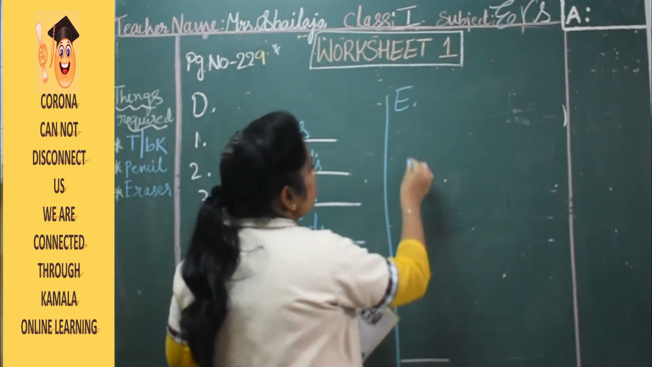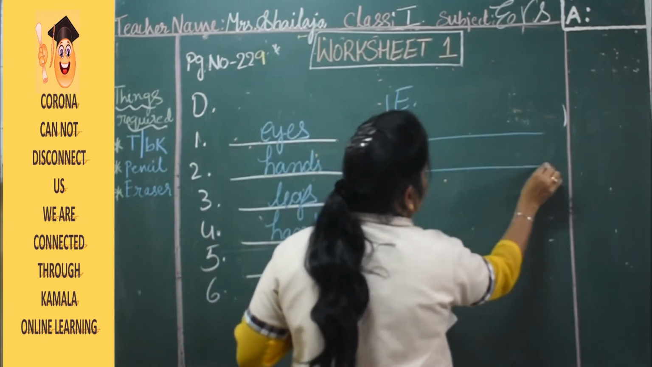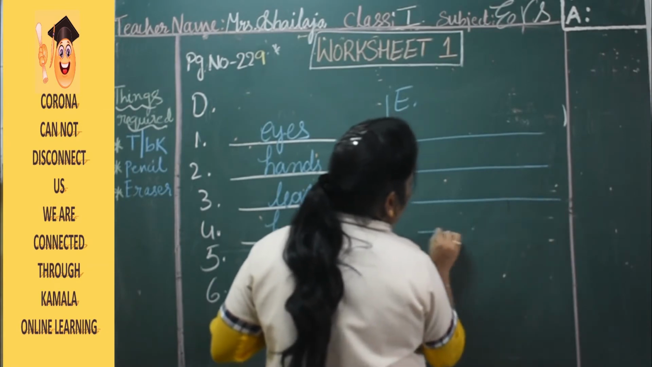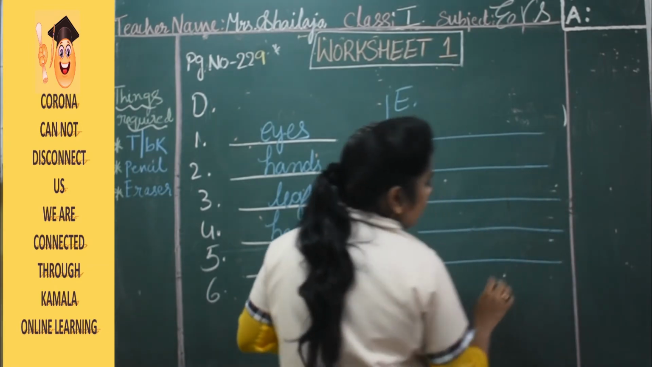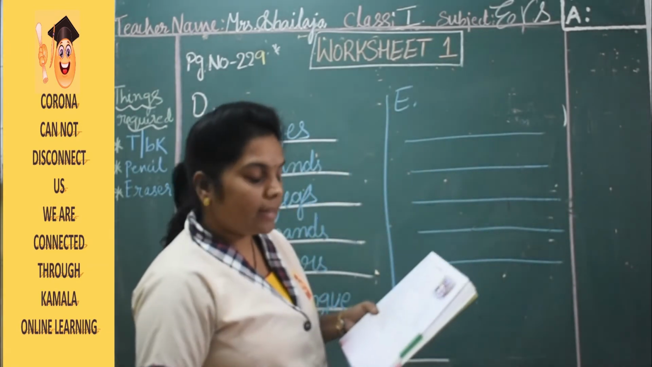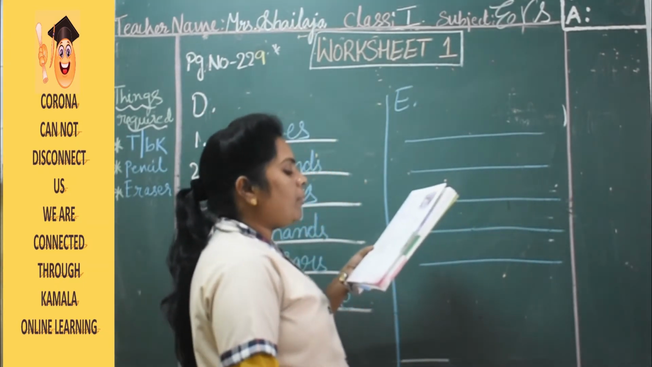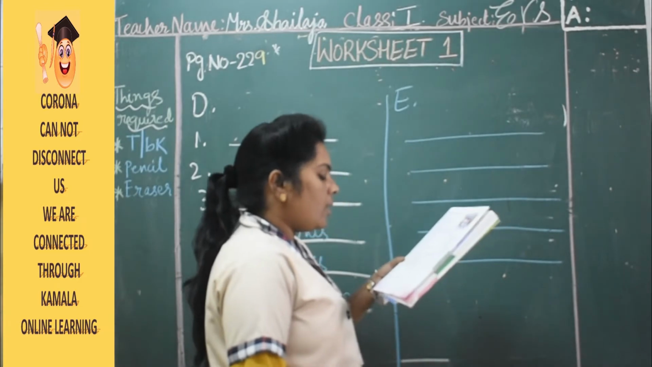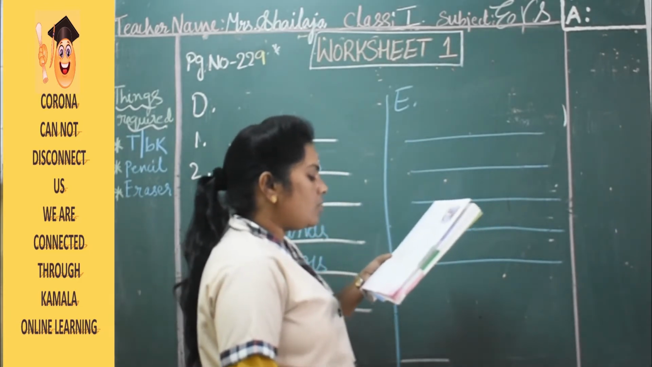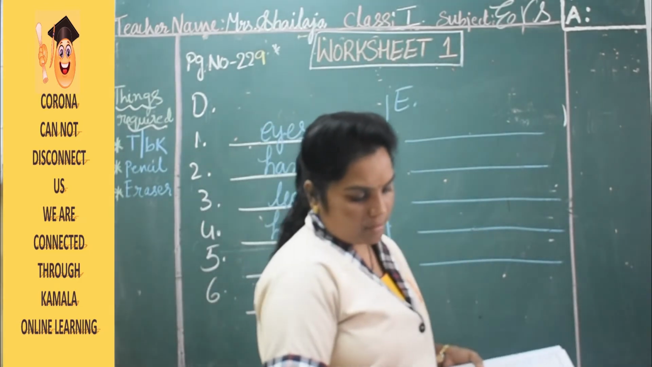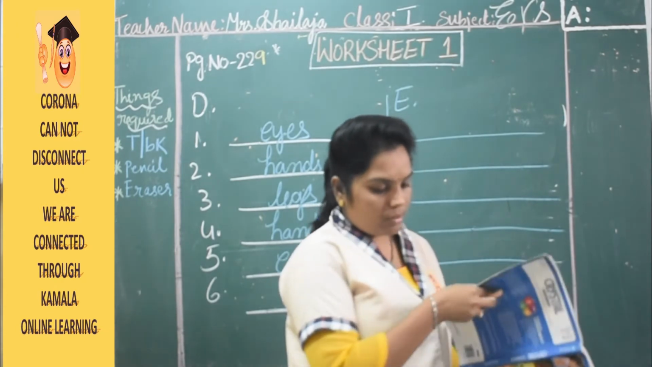Here how many lines are given? 5 lines are given. So what we have to do in that? See here, list any 5 things that you like about your school. So you should list 5 things that you like about your school.